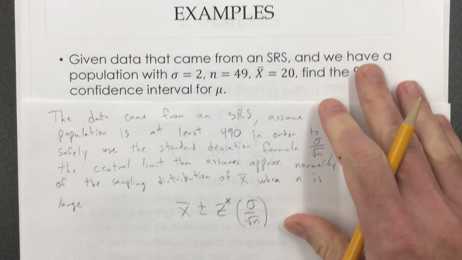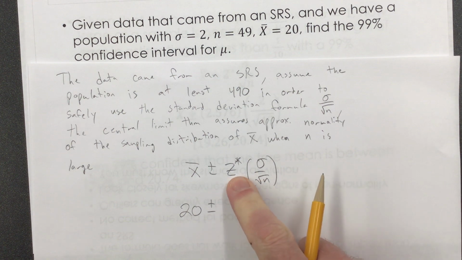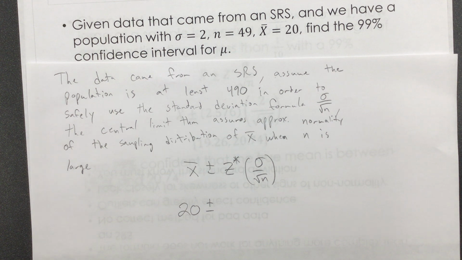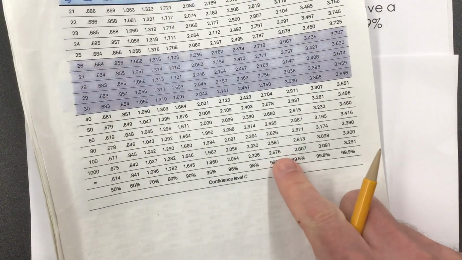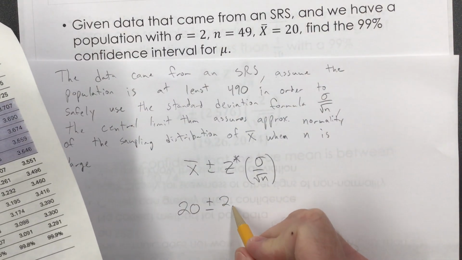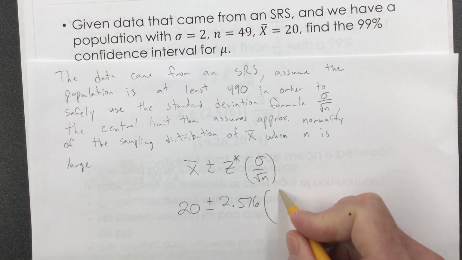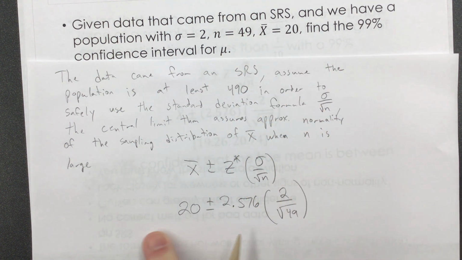Okay, well, our statistic is 20. We need a 99% critical value, so you can use table A, you can use your calculator, or you can use the t-distribution back page. Again, I just flip to the t-distribution back page typically, so there we are, 99%. Okay, sigma is 2, and sample size is 49. And there you go. We work this out.